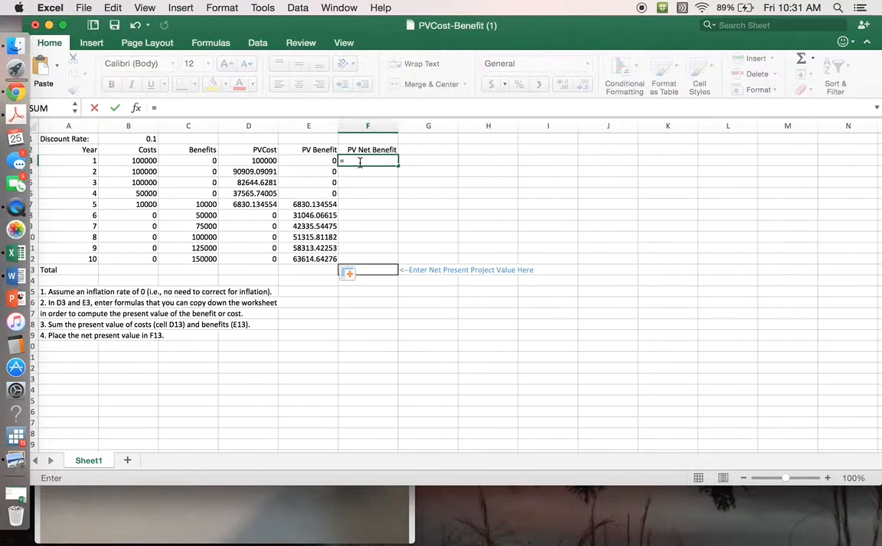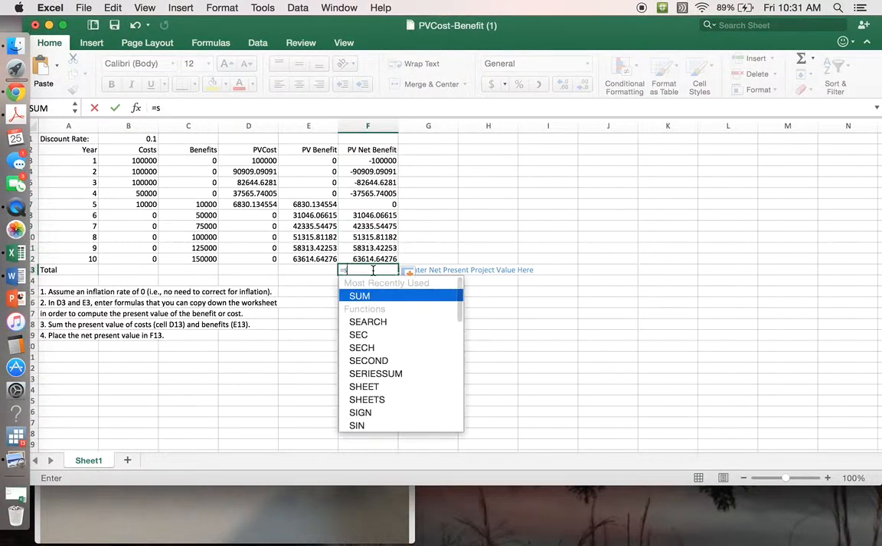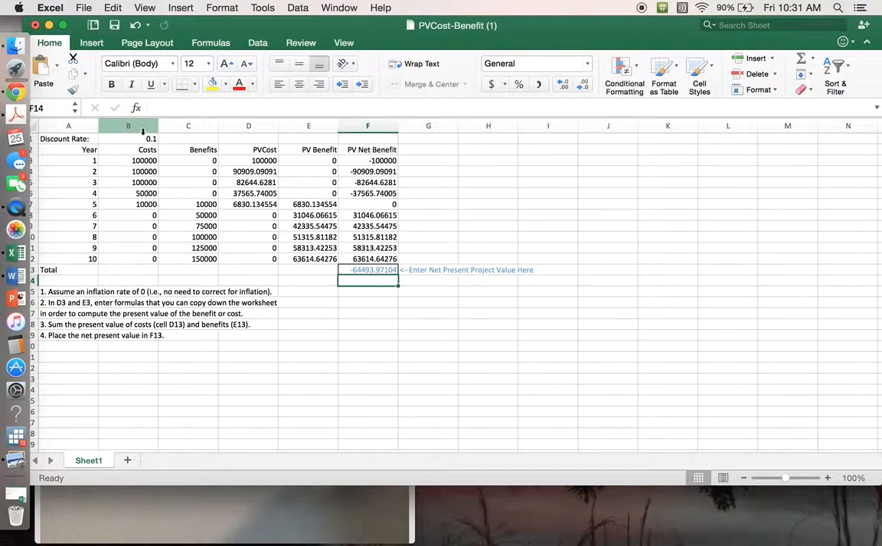Now I can difference the two. That's benefits minus costs. In the beginning, this project is in the hole, but it yields benefits later in the project. Now I'm going to sum up my net benefits and hit enter, and there's the answer. My current project is actually going to yield negative net benefits under the assumption of a 10% discount rate.